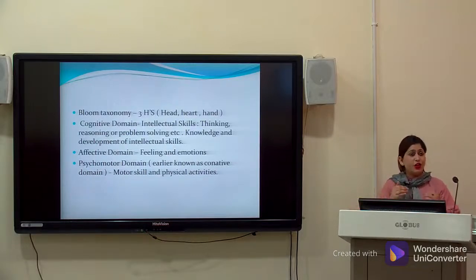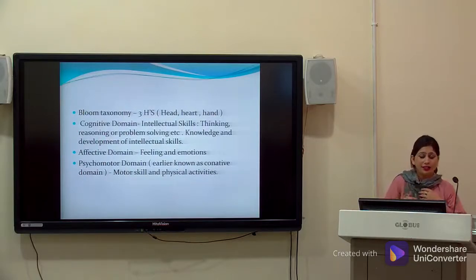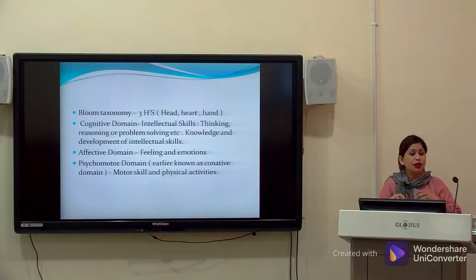According to Bloom, the head, that is the cognitive domain, the heart, that is the affective domain, and the hand, that is the psychomotor domain, should work together. So learning takes place when head, heart and hand are working collaboratively with each other. So we cannot skip the head part, we cannot skip the cognitive part. We have to take the cognitive part along with affective, along with psychomotor, in order to make the learning effective. Like Gandhi said, education of head, heart and hand.